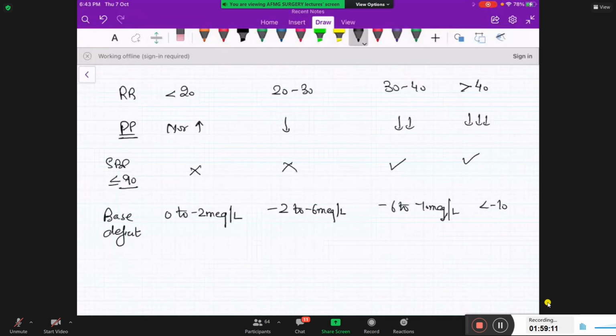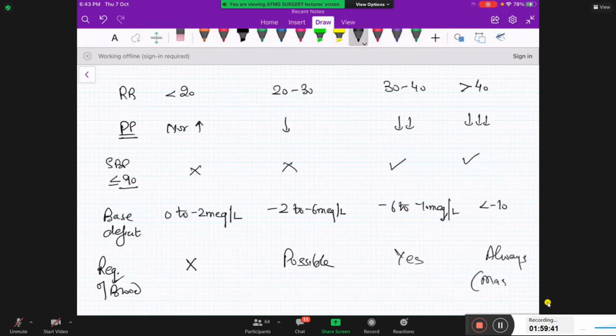Right? In this, requirement of blood is not there in class 1 shock. Class 1 shock is like you donate blood to someone. Class 1 shock, no need of blood. Here, need of blood, possible. Here, yes. Here, always. Massive blood. Okay. Right?